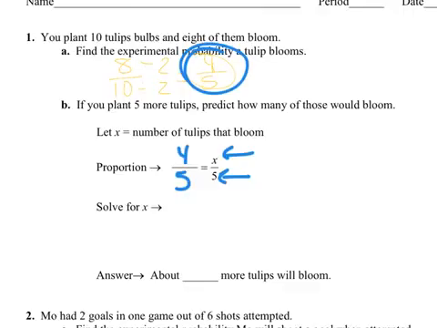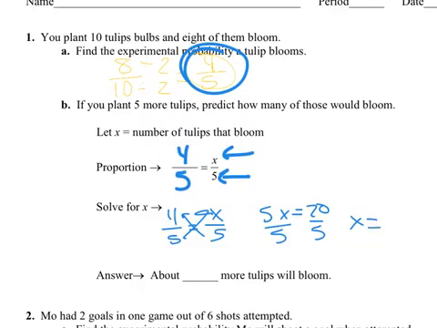Just like before, we're going to cross multiply and then divide. So I'm going to go 4/5 is equal to X over 5. We cross multiply, so 5 times X is 5X, and 5 times 4 is 20. Divide both sides by 5, and X equals 4. So the answer is about 4 more tulips will bloom.